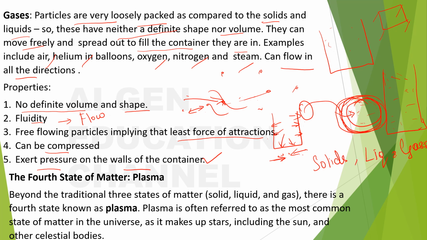Now let me introduce the fourth state of matter. What is it? Plasma. Beyond the traditional three states of matter, there is a fourth state known as plasma. Plasma is often referred to as the most common state of matter in the universe, as it makes up stars including the sun and other celestial bodies. This is the fourth state of matter.